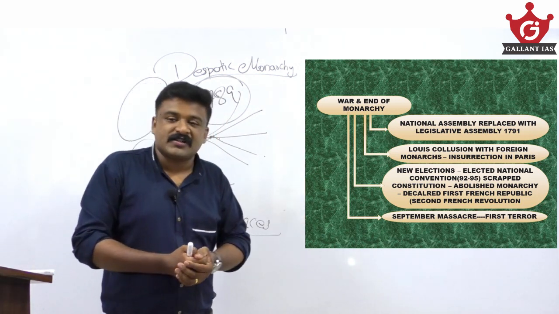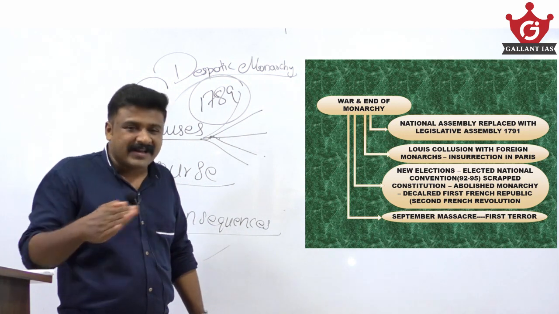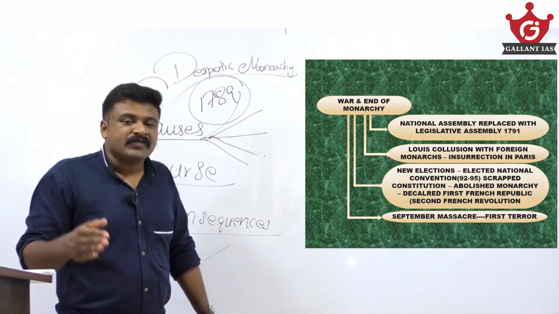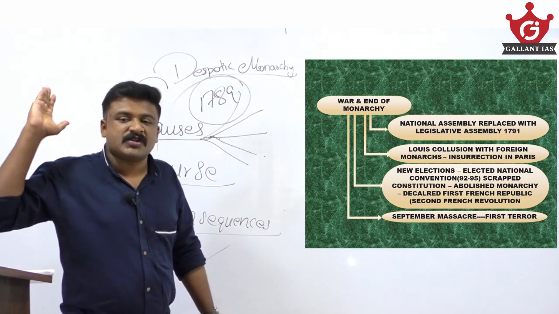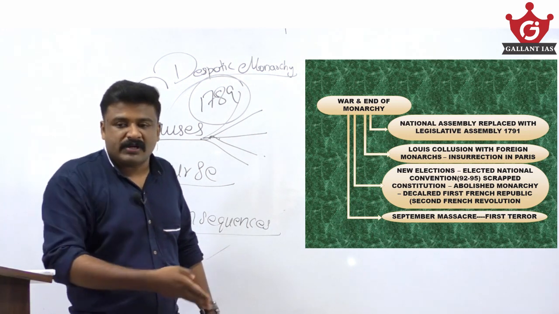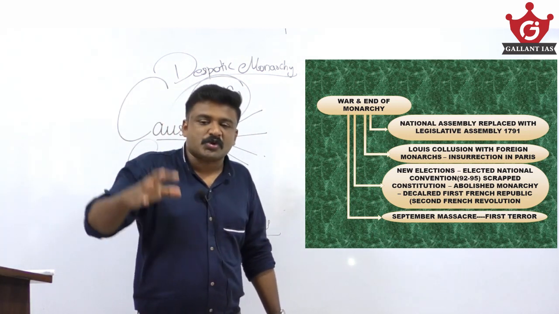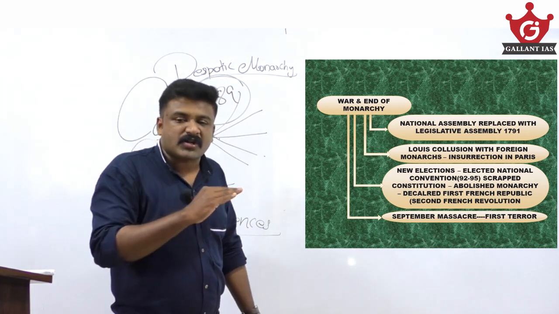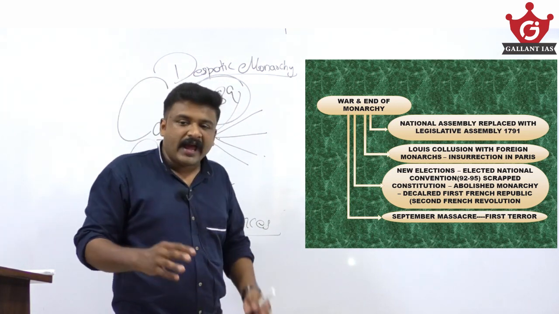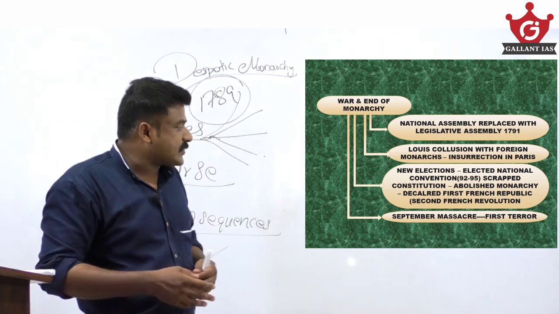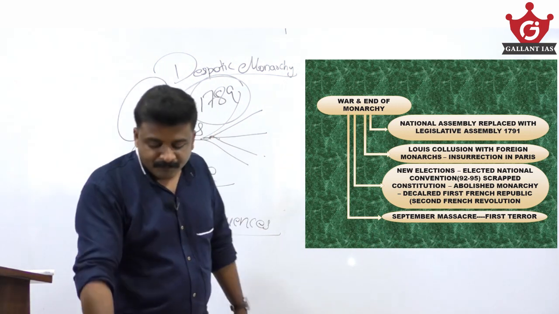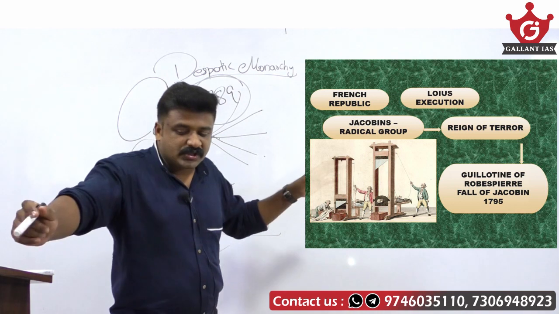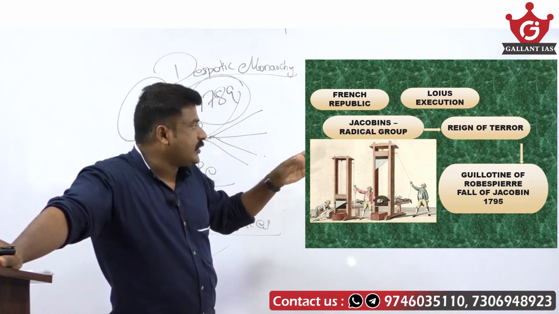Then you can see that there is continuous massacre. The revolutionaries focused on killing the people who were against the revolution. Whoever was against the revolution, whoever was against the revolutionary government, was killed. There was continuous massacre of these anti-revolutionaries. That is known as the September Massacre. That was terror. And even Louis was executed.